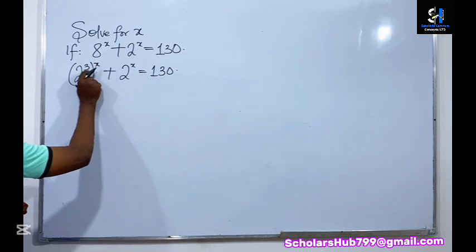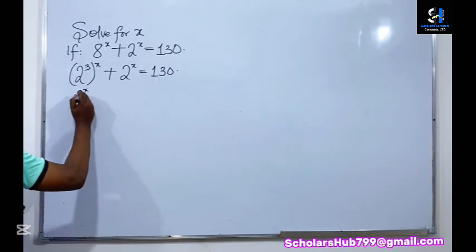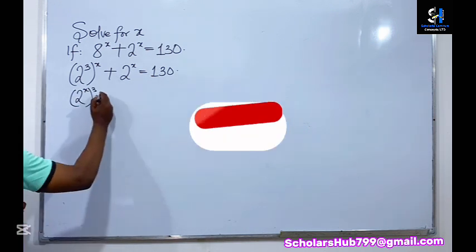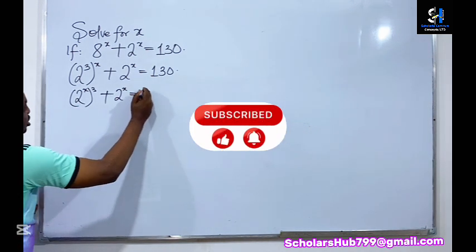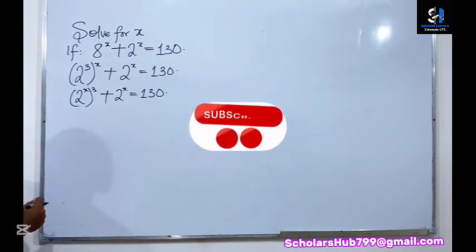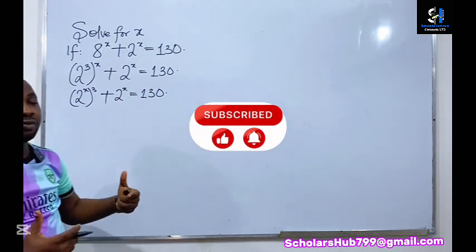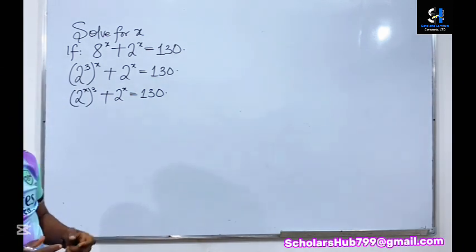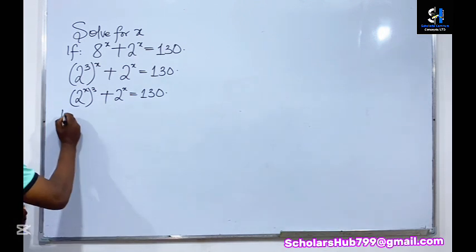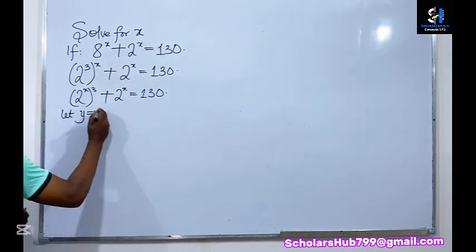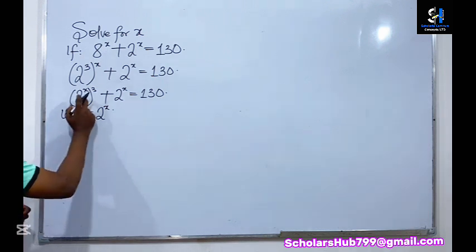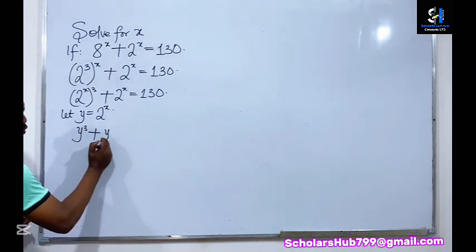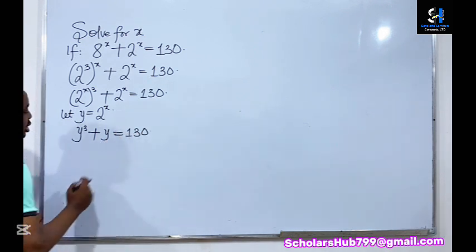Now, let me switch the power so that we have 2 raised to the power of x, in parentheses, raised to the power of 3, plus 2 raised to the power of x equals 130. Now this is where we can represent 2 raised to the power of x with a letter. We can choose any letter from the alphabet. So we can say let y equal 2 raised to the power of x, so that this equation becomes y cubed plus y equals 130.